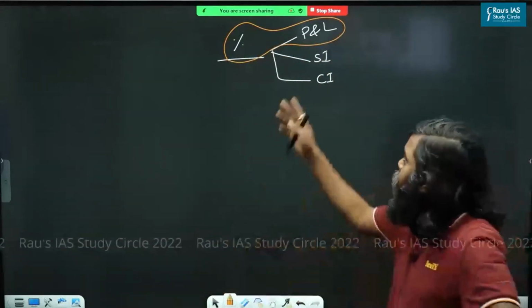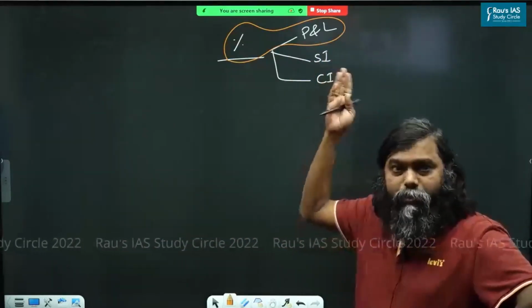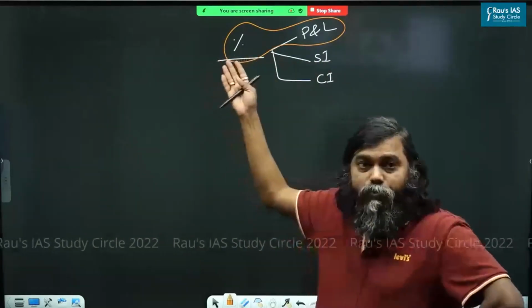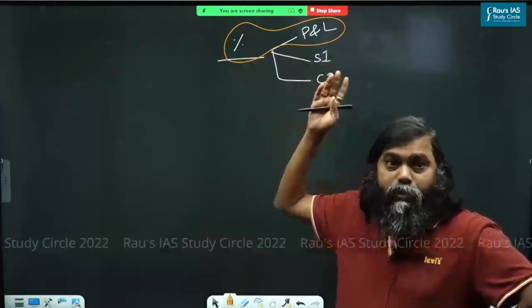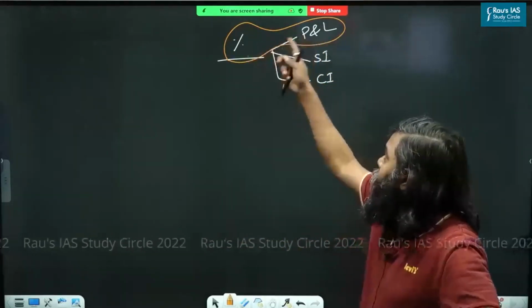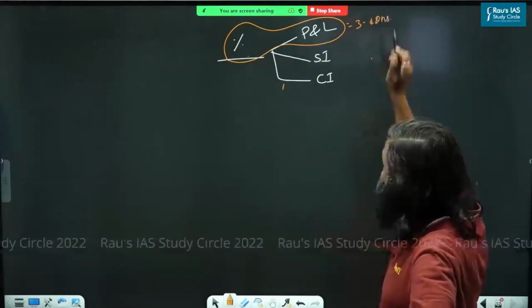If you are comfortable in profit and loss, minimum one question, maximum two questions they will ask. In percentage, minimum two to three questions. Some years it goes to six also. Understood, Abbas? So if you are comfortable in this topic alone, at least three to four questions are compulsory.